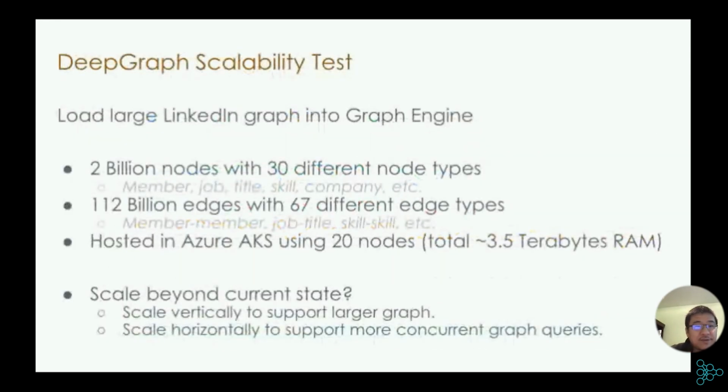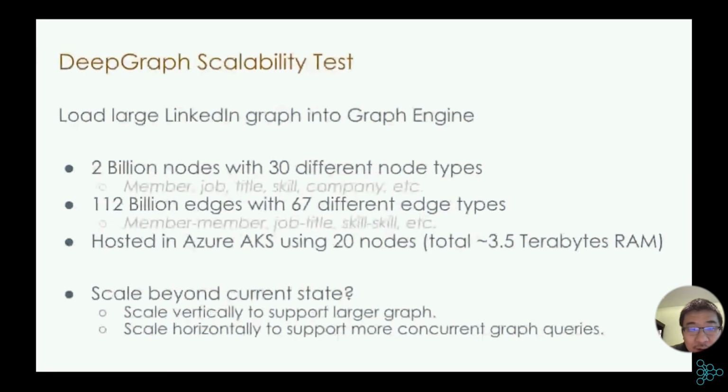Okay, this slide simply tells you we are handling a very large graph. In our GNN experiment, we have more than 2 billion nodes and 112 billion edges, and you can see our model scales very well to this large graph.